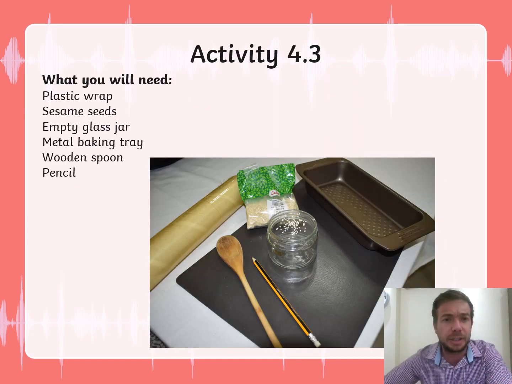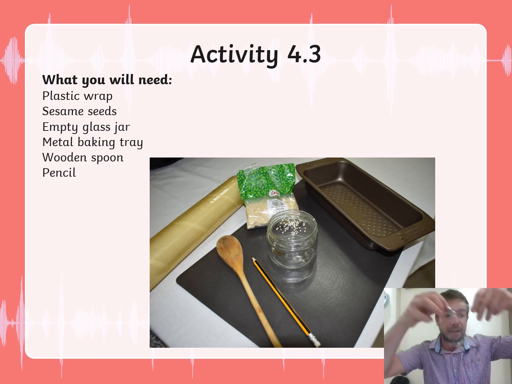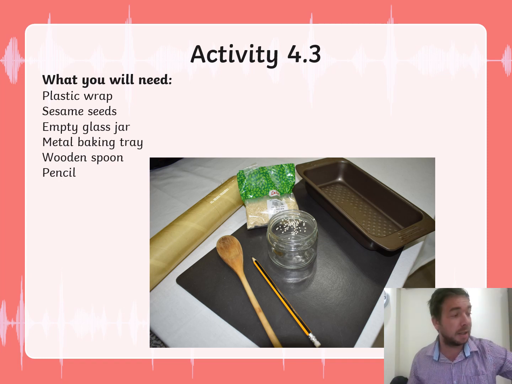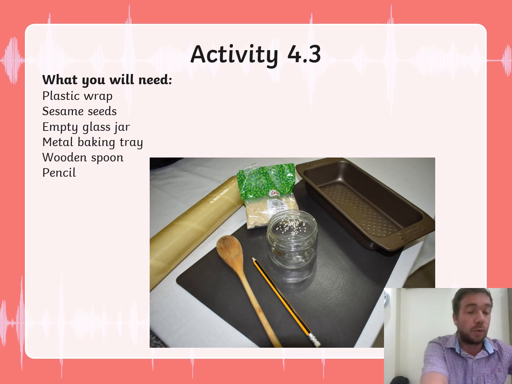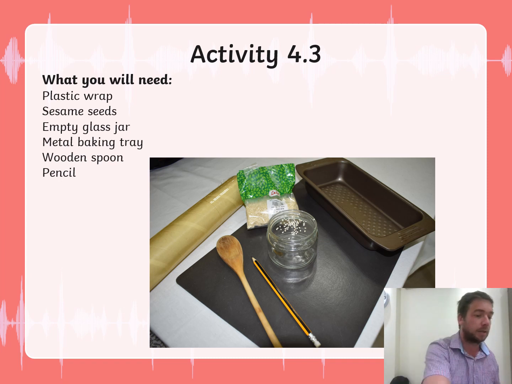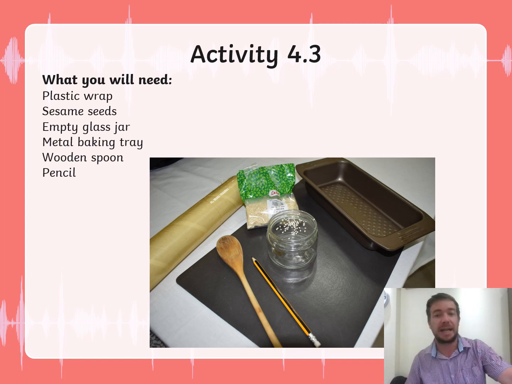Now, for this activity, you're going to need a few things. First of all, you're going to need a plastic wrap. Usually your mom might have something like this in the kitchen. And secondly, you need some sesame seeds. You can use rice as well, as explained in the book, but I use sesame seeds. It's a bit lighter, so the effect is a little bit more. Then also an empty glass jar and your metal baking tray, very important, it needs to be tin or metal, a wooden spoon and a pencil. So let's get this experiment on the road.